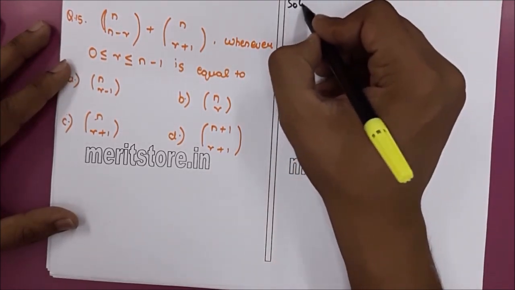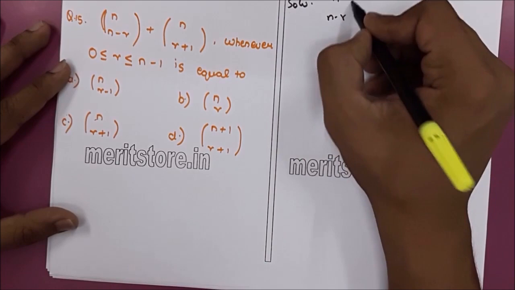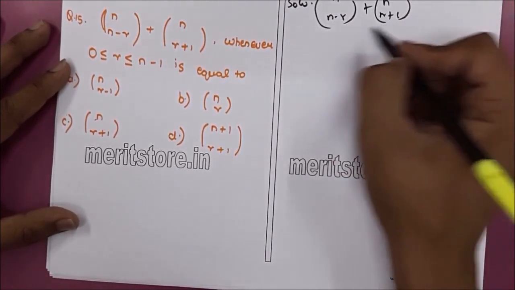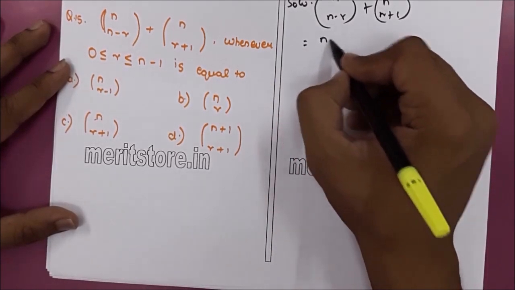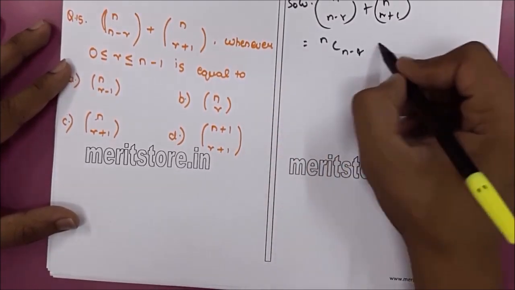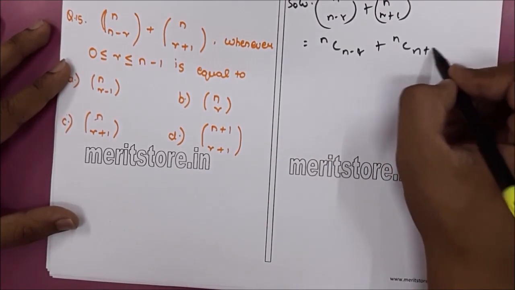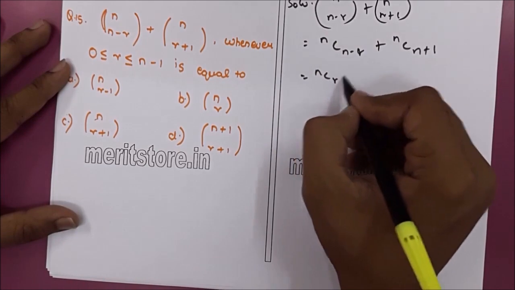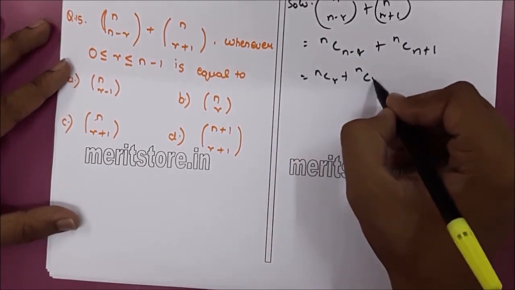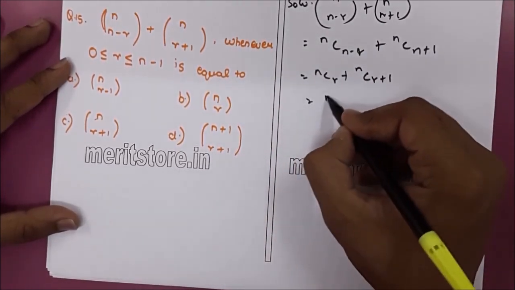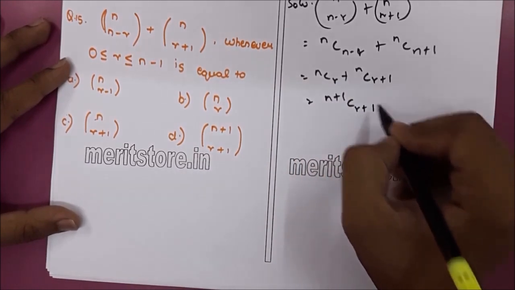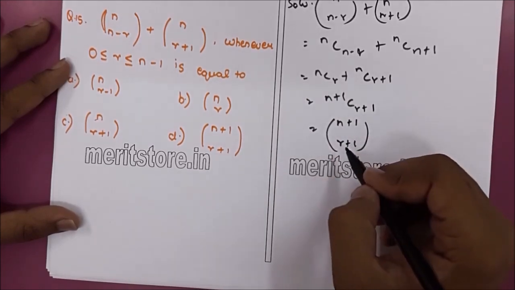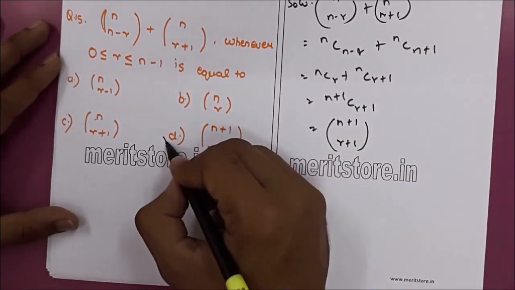Therefore the solution is: nC n minus r plus nC r plus 1 is equal to nCr plus nC r plus 1, that is equal to n plus 1 C r plus 1. Therefore option D is correct.